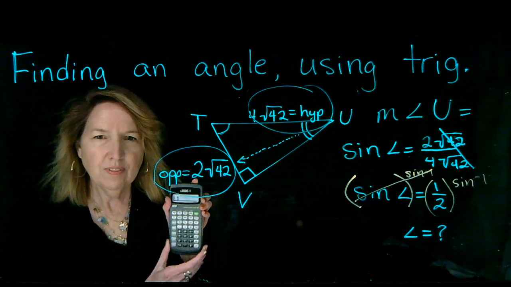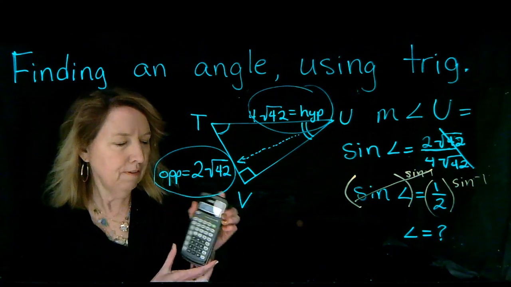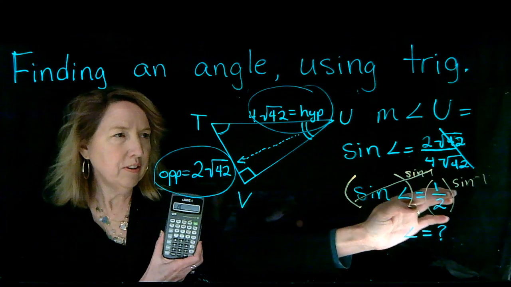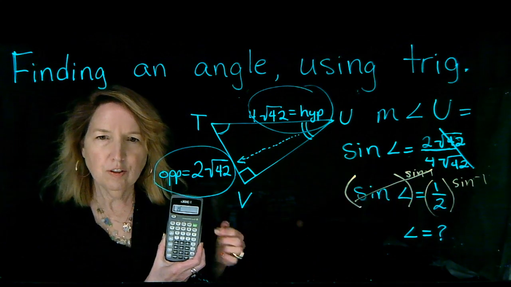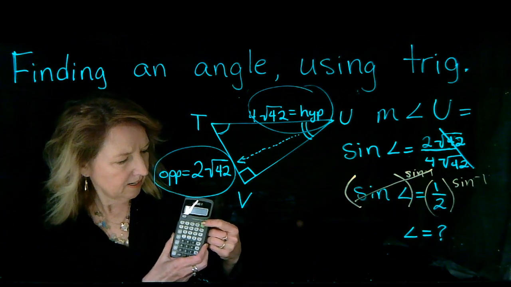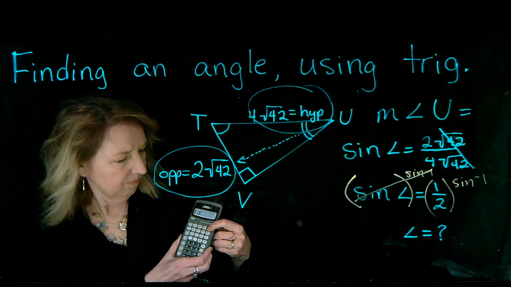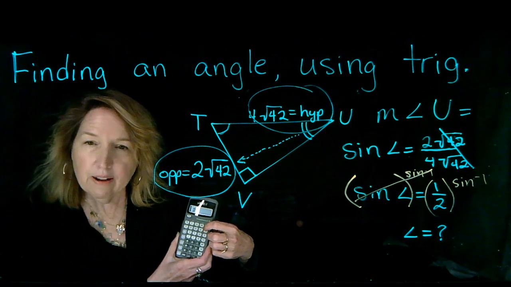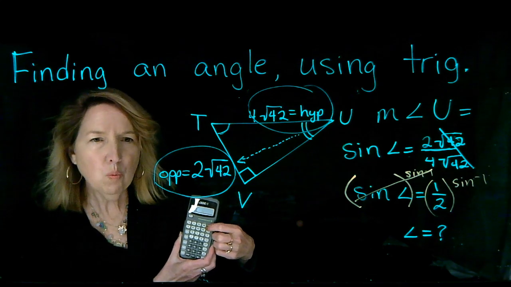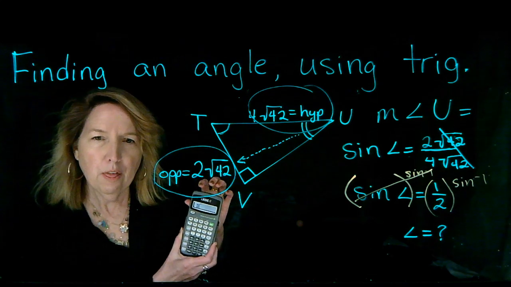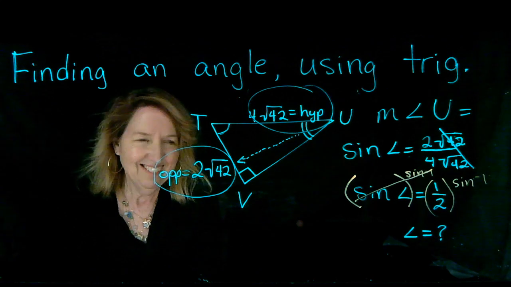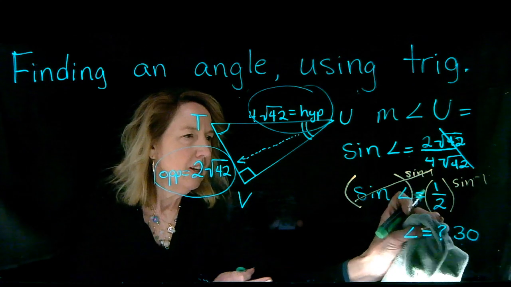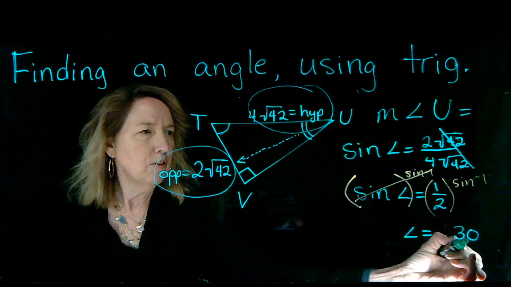Clear it. And I'm going to type in 1/2, 1 divided by 2. And then I'm going to say, what's the inverse sine of that? So I'm going to click the green second button so that I can access the inverse of sine. When I do that, it tells me 30. So what that means is that the angle is 30 degrees.